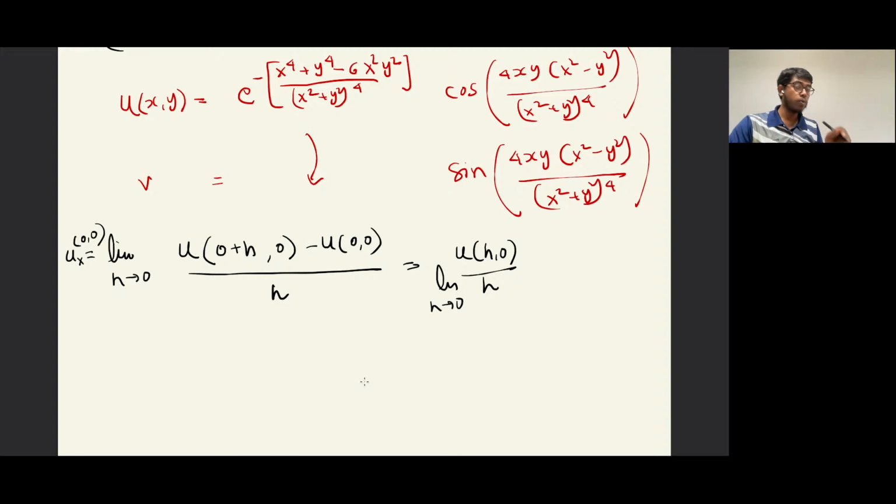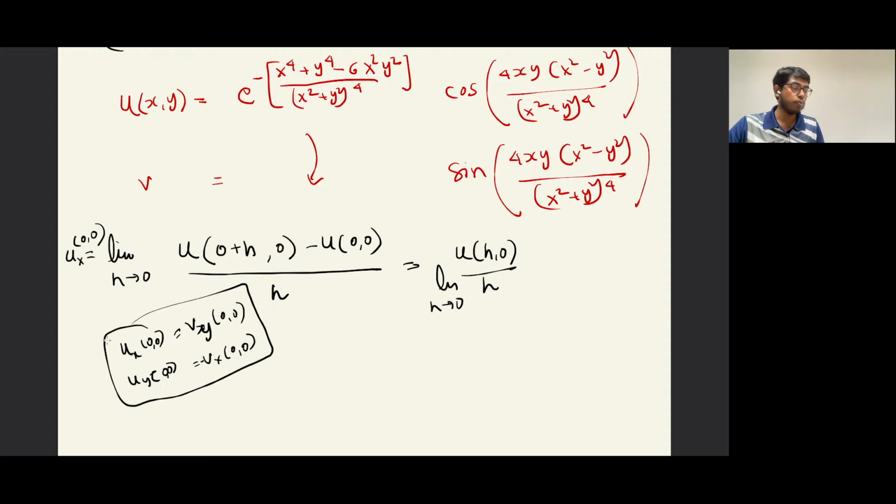You are right. But what we are trying to prove is whether the CR equation is satisfied. It means ux at (0, 0) and uy at (0, 0) are the same as vy at (0, 0) and minus vx at (0, 0). This is what we are currently trying to prove.